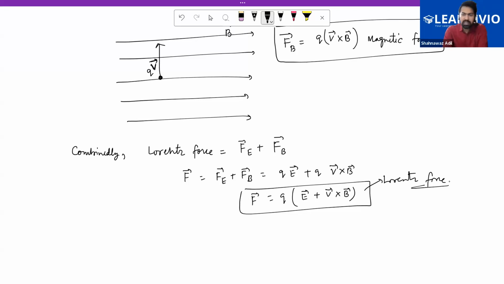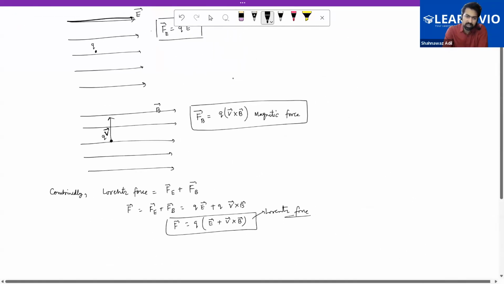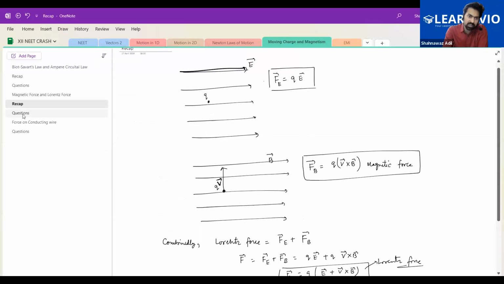And there is a direct question on the basis of this one. So let us do that direct question first, and then we will move on to the trajectory that the charged particle takes in the presence of this magnetic field. We'll talk about that trajectory in a moment. These things you already know. So let us do one very simple question.